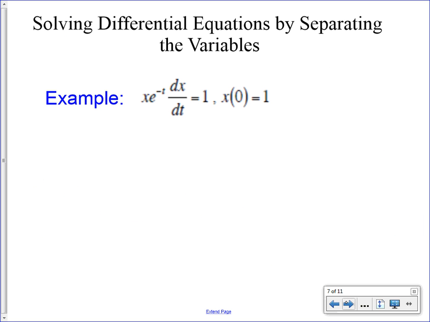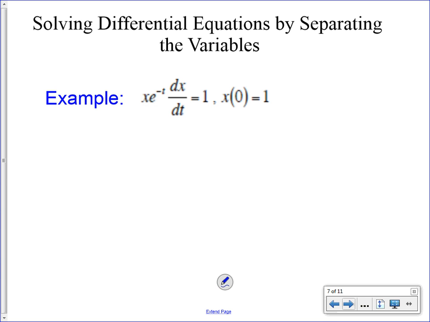Okay. Next application is solving differential equations by separating the variables. You'll recognize these because you'll see the dx over dt or the dy over dx in the problem. This is where you want to separate your variables. So we want x and dx on one side, and then we want e to the negative t and dt on the other side, okay?